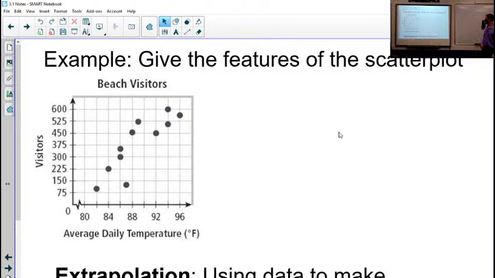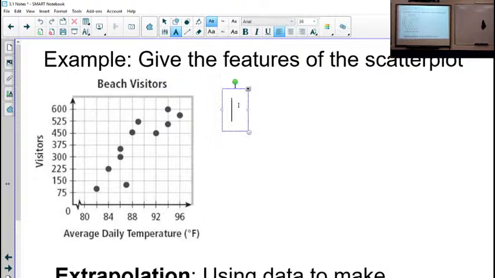So first thing, give the features of the scatter plot. Let's see if we were following along with what we were talking about yesterday. Three things you should say. Well, aside from talking about if there are any outliers or unusual values, which I don't think there are.